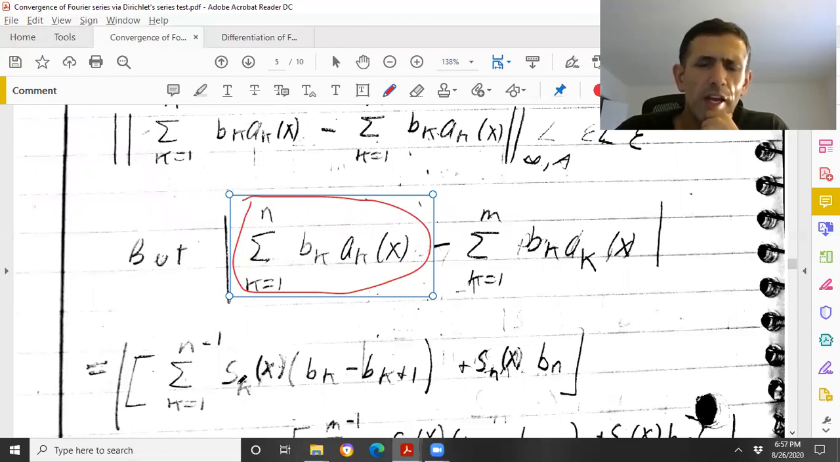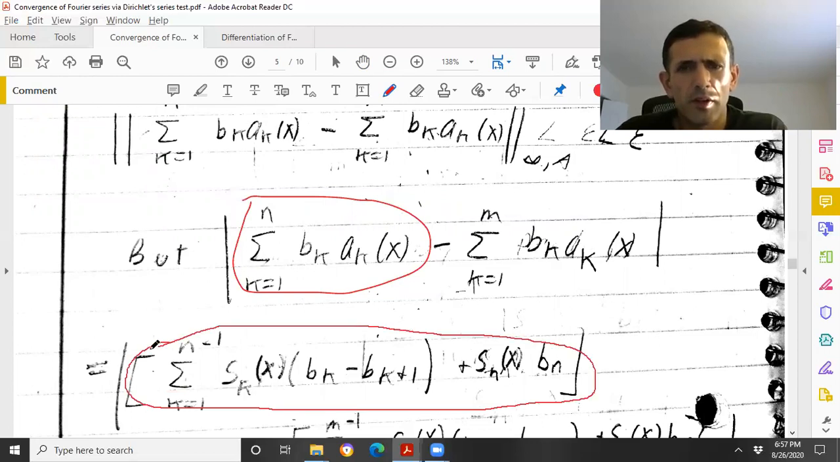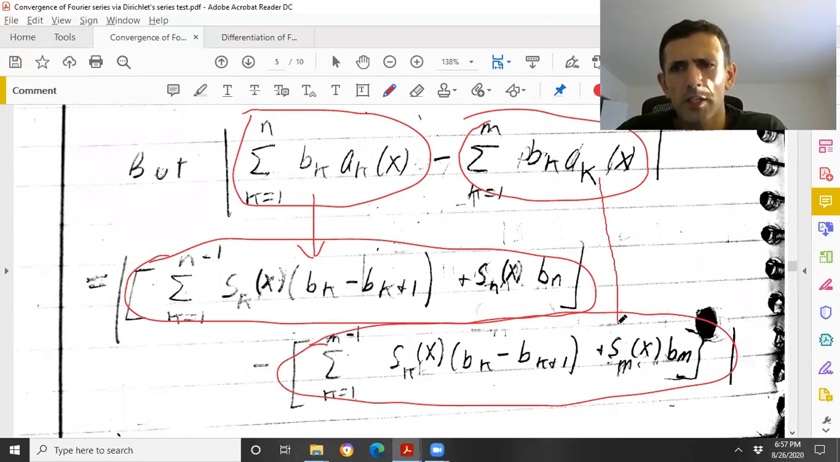So here S_k is going to be the sum k equals 1 to n of a_k. All right, so this is my summation by parts formula for this one. And do the same thing here. Just plop in the formula for summation by parts here, except instead of n, it's m. Again, S_m is the sum k equals 1 to m of a_k.